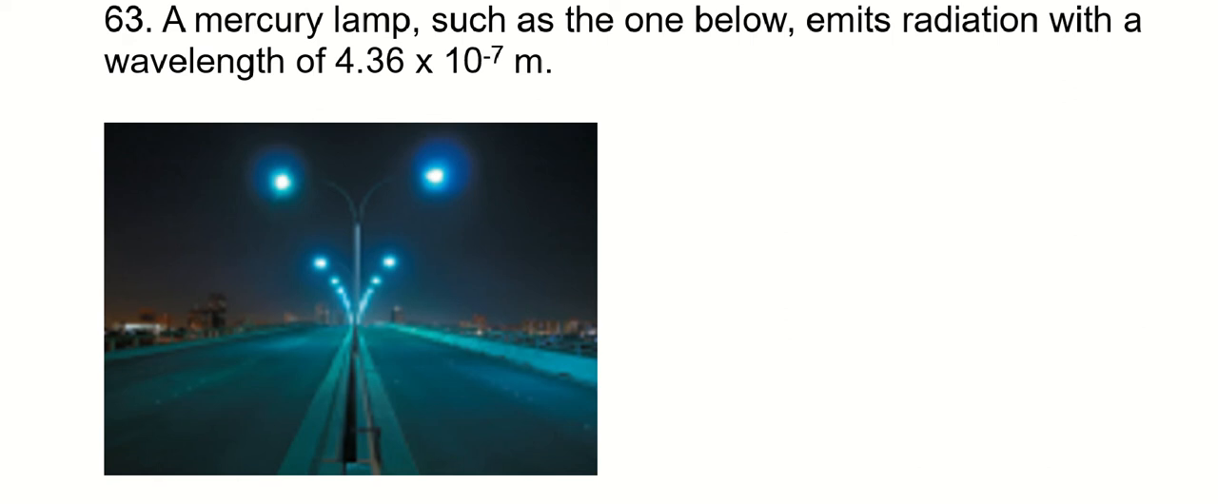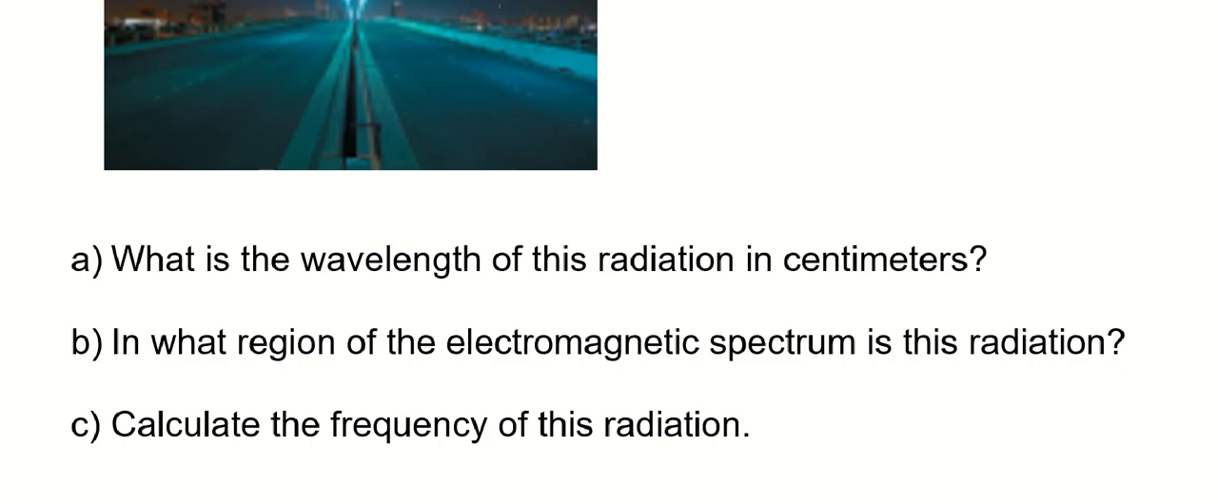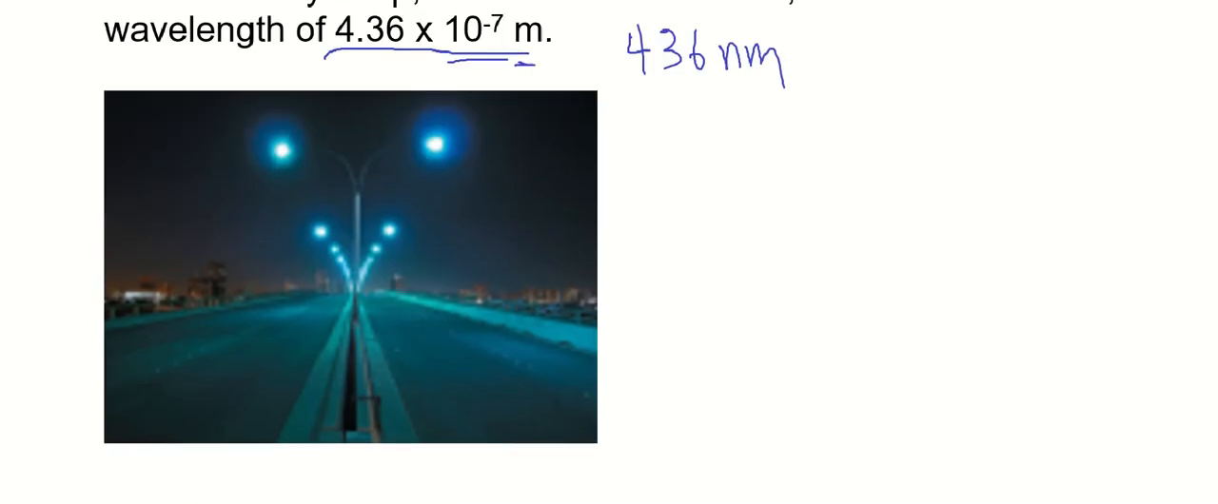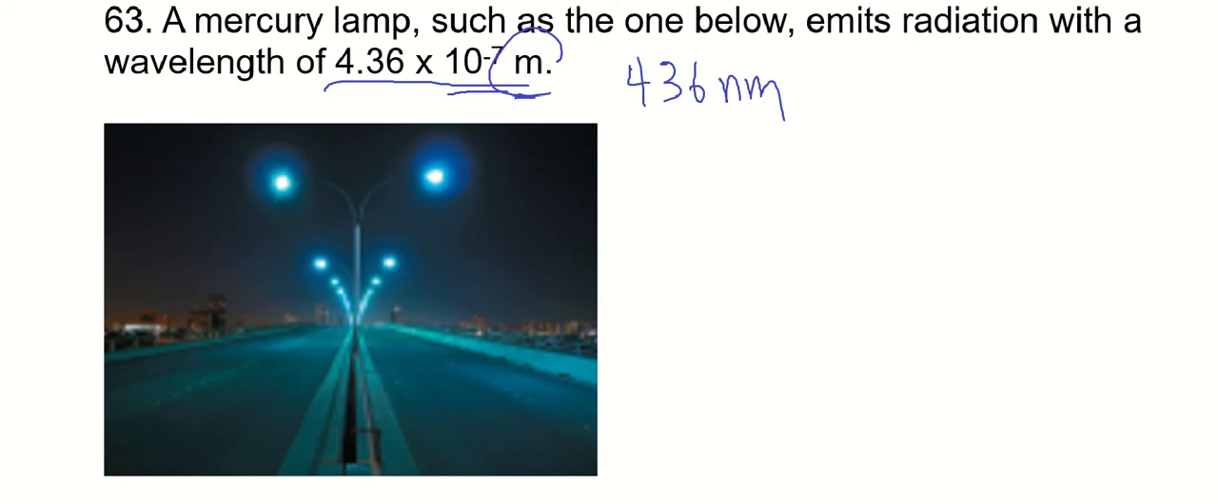A mercury lamp, shown in the picture, emits radiation with a wavelength of 4.36 times 10 to the negative 7 meters. So we know that is at the end of the ROYGBIV range, and that's also equal to 436 nanometers. What is the wavelength? It just gave it to us, but it's asking us in centimeters. Start with meters, that's the base unit, and just do a simple conversion here with one conversion factor.